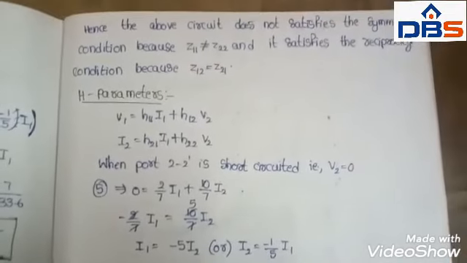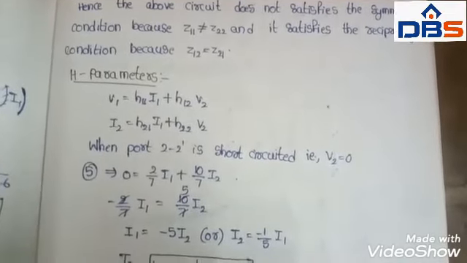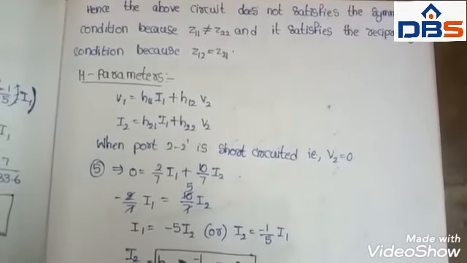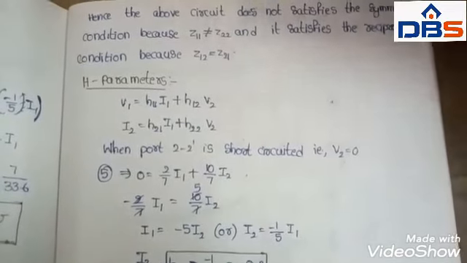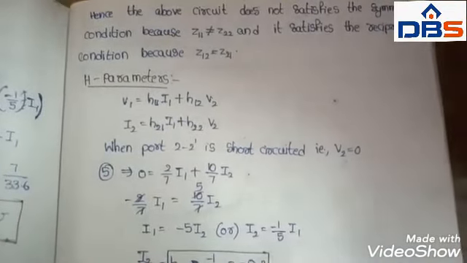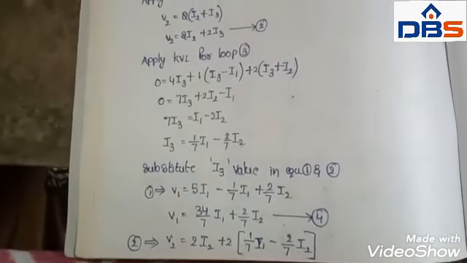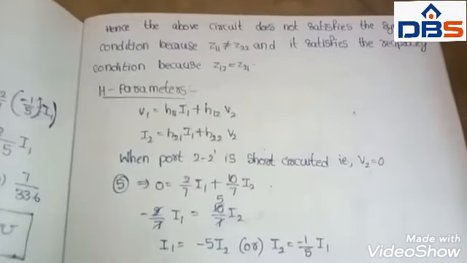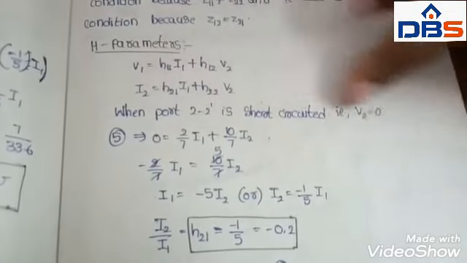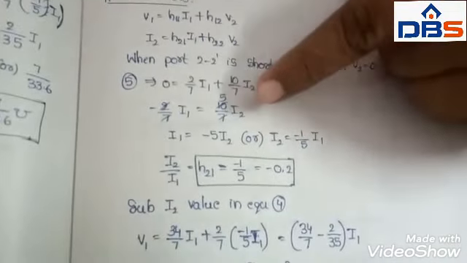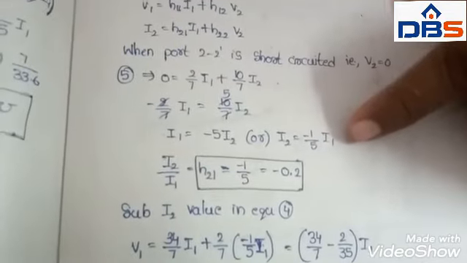Similarly, from this circuit only you determine the H parameters. The standard H parameters are V1 equal to H11 I1 plus H12 V2, I2 equal to H21 I1 plus H22 V2. Only one thing to remember: the main loop equations we wrote first are the standard, but depending upon the parameters we have to adjust those equations. From equation 5, with port 2 dash short circuited, V2 is 0, we get I1 equal to minus 5 I2, otherwise I2 equal to minus 1 by 5 I1.